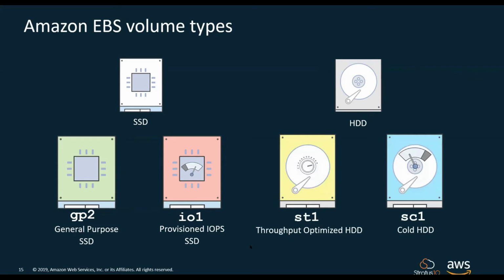You can also have throughput optimized hard drives, which is the st1 type, and that's for low-cost workloads that require consistent throughput, such as big data, data warehouses, and log processing, and you can get up to, I believe, 16 terabytes of storage on that. And you can have cold hard drives for large volumes of data that are infrequently accessed, and that'll save you additional costs.